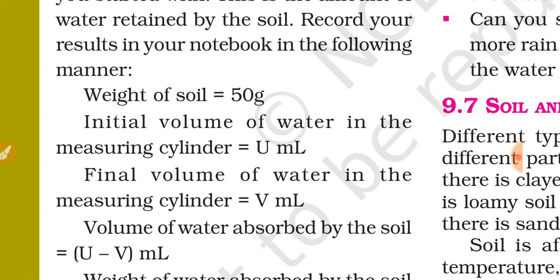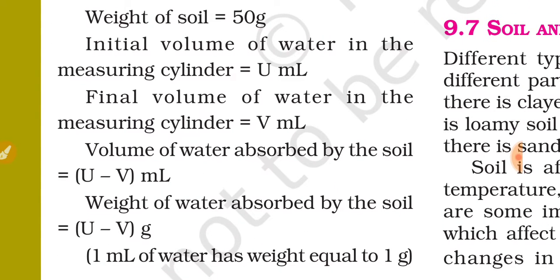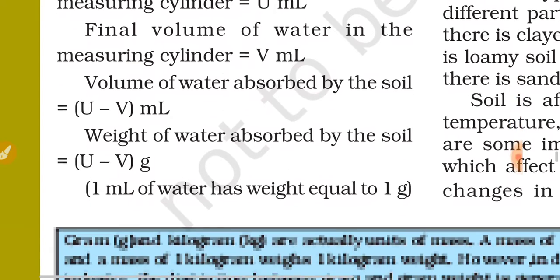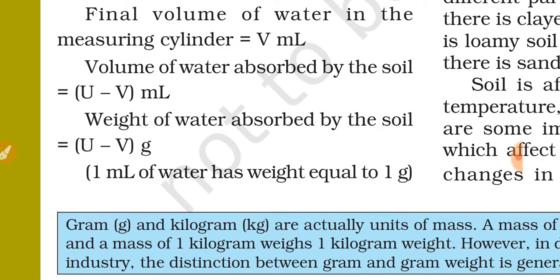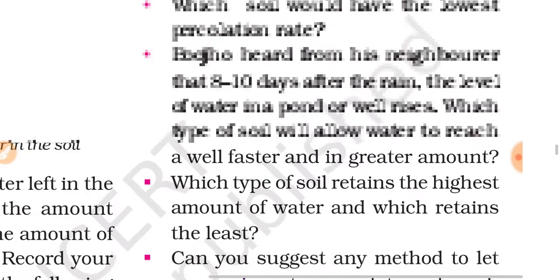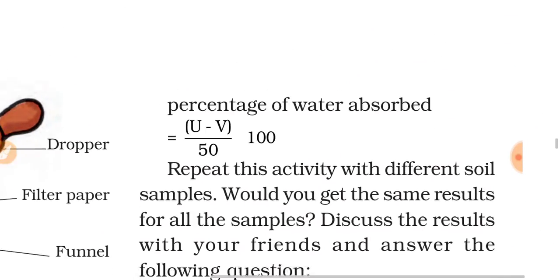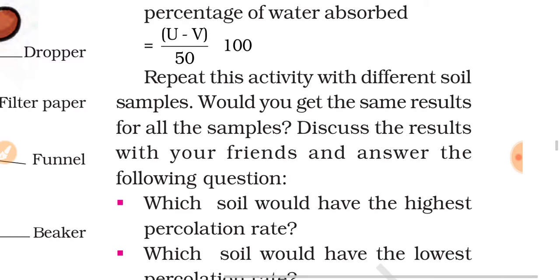Weight of soil first, you have to note initial volume of water in the measuring cylinder, then final volume of water in the measuring cylinder, volume of water absorbed by the soil, u minus v ml, and then weight of water absorbed by the soil is u minus v gram. 1 ml water has weight equal to 1 gram. Percentage of water absorbed. So for calculating percentage, you get u minus v upon 50 into 100.